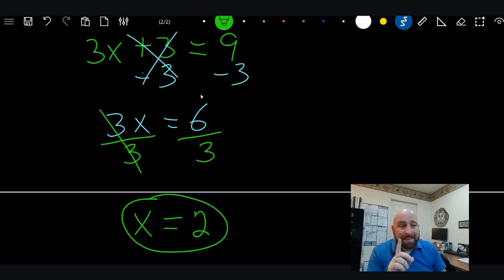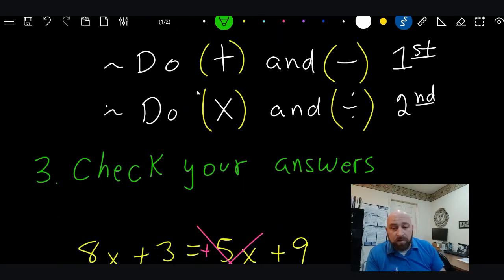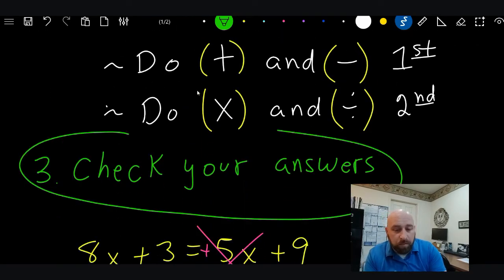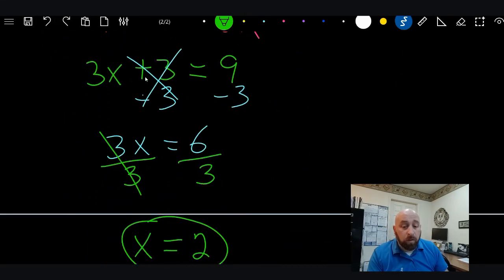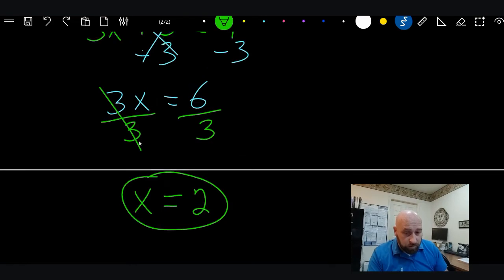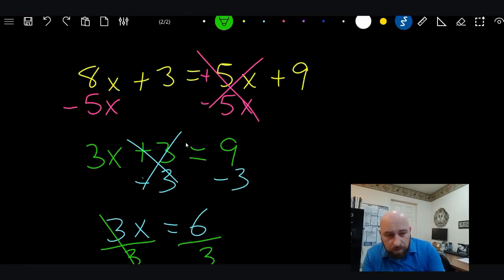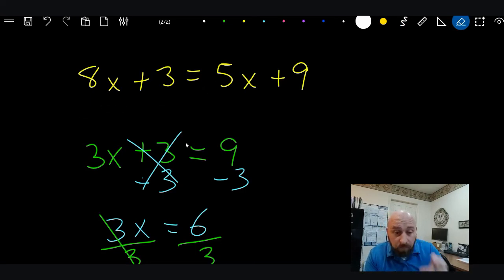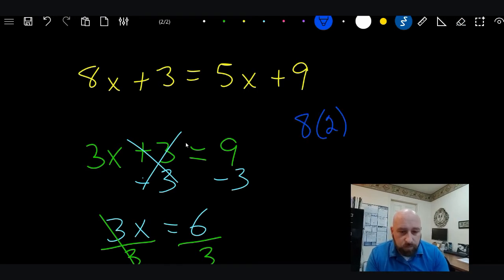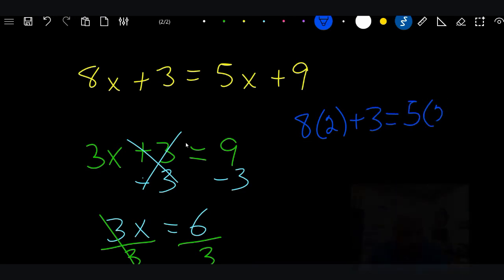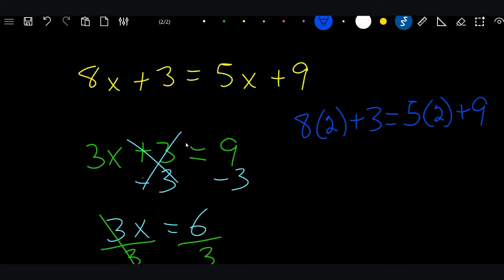Now, we're not done yet, though, because if we go back to our steps, we still have step number 3. Check your answer. How do we check our answer? Well, what we do is we take the answer 2 and we plug it all the way back up here into the original equation. There's the original equation. So everywhere that you see an x, we're going to put a 2. So let's do it here. 8 times 2 plus 3 equals 5 times 2 plus 9.